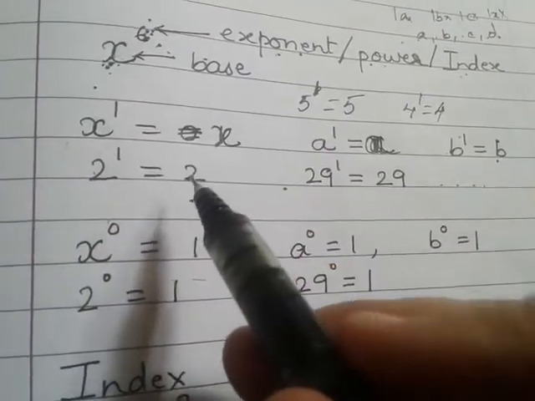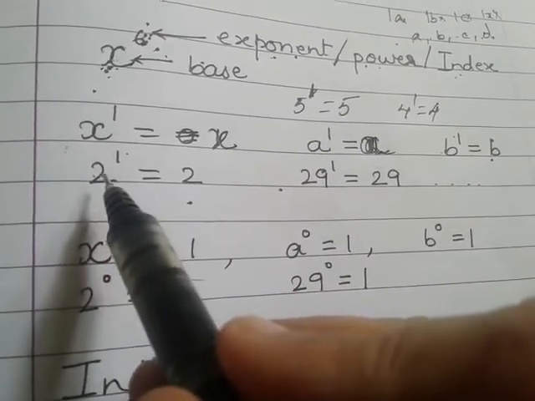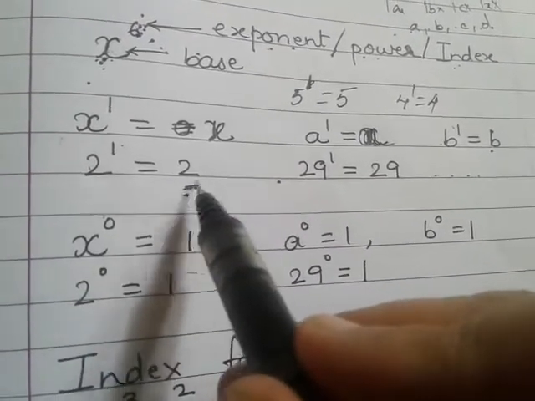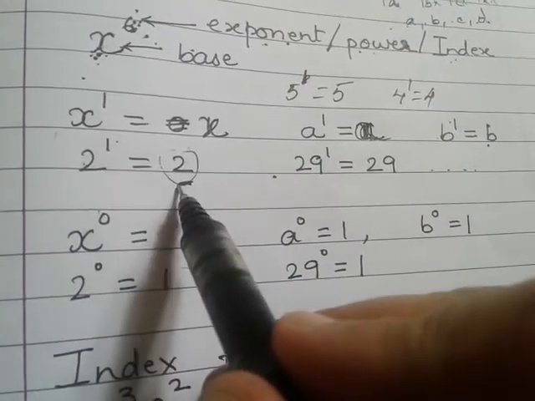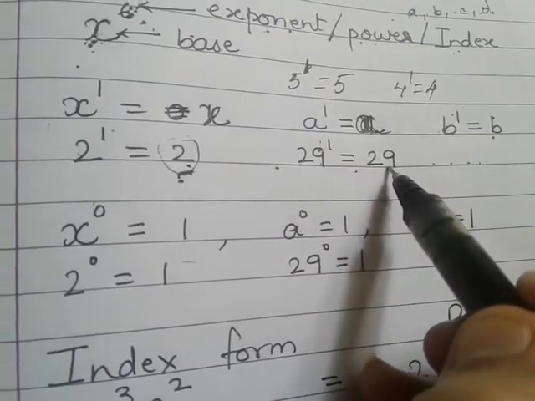So when we want to write 2 raised to 1, we generally don't write 2 raised to 1. We write only 2. It is an assumption that 2, written one time, means 2. So 29 raised to 1 means 29.